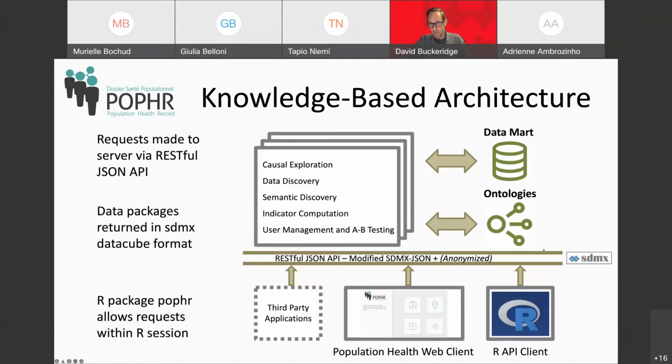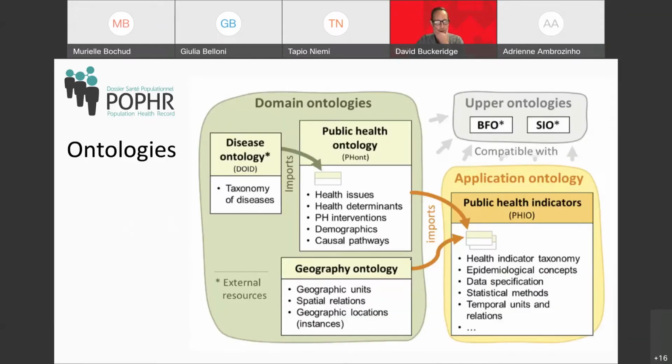And then we have these application programming interfaces here that allow third-party applications, a web application I'll show you, an R API client, all to interact with all of this knowledge and information that's held behind this interface on the server side. And wherever possible, we've tried to make use of standards such as SDMX, which is a global standard for exchanging population health information, to encode that information that's shared from the server side to these third-party applications. So that's pretty much it for the IT, but just to give you a sense of the background.